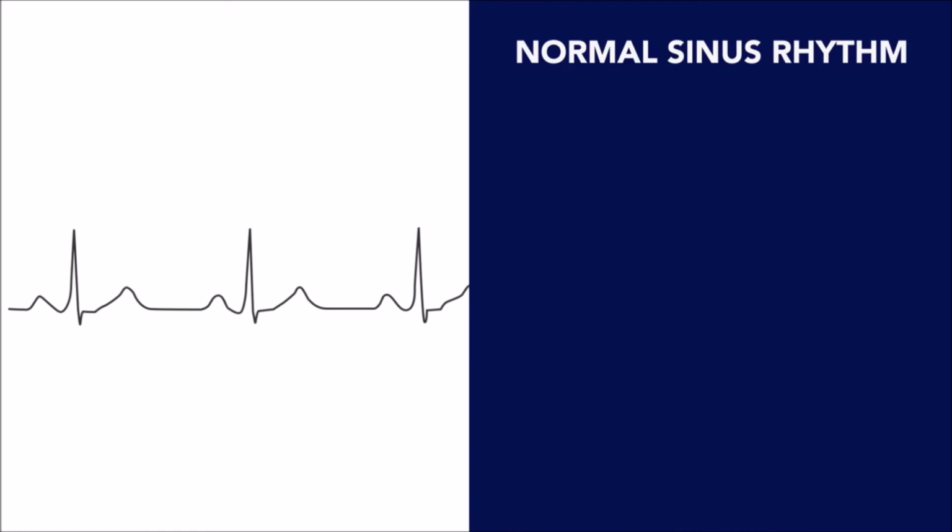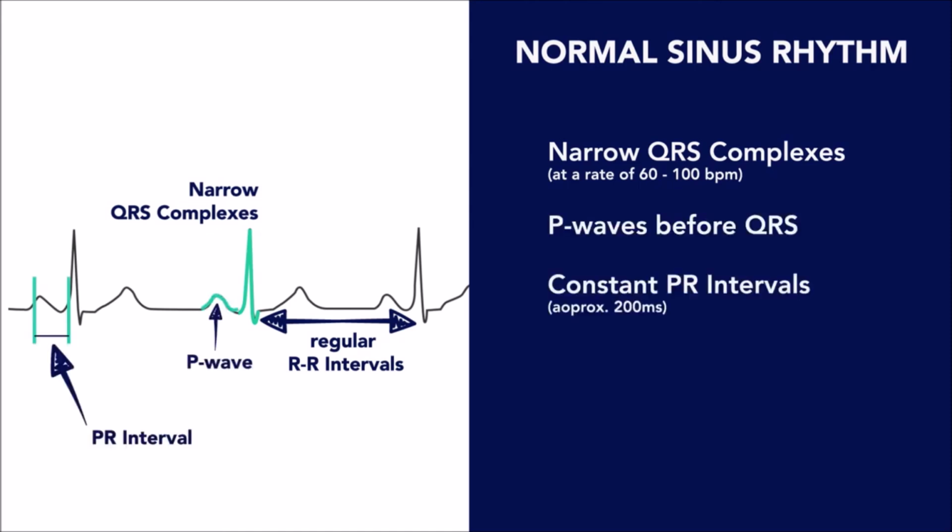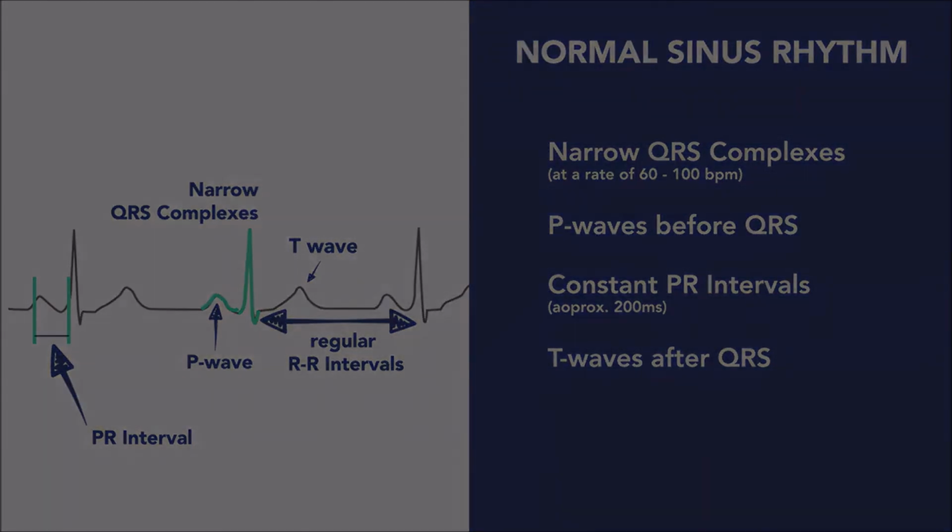So in summary, in normal sinus rhythm, you will see narrow QRS complexes, which occur regularly at a rate between 60 to 100 beats per minute. These are always preceded by P waves, and PR intervals that are constant, usually less than 200 milliseconds. And finally, T waves after QRS complexes, representing ventricular repolarization.